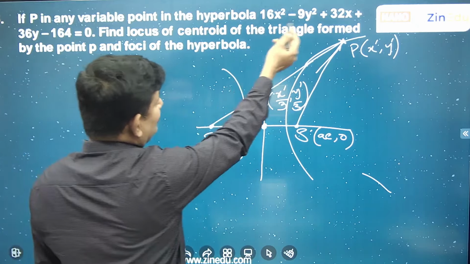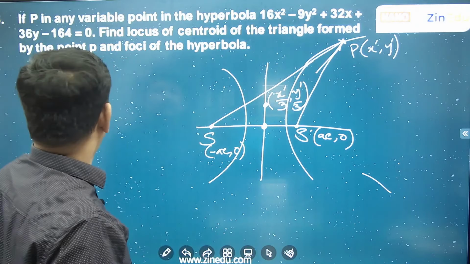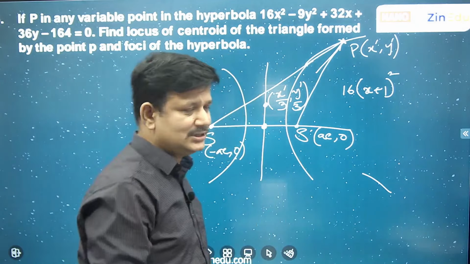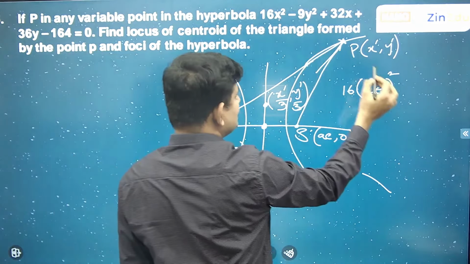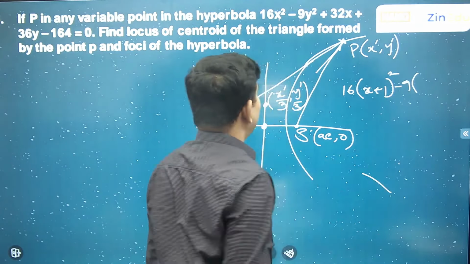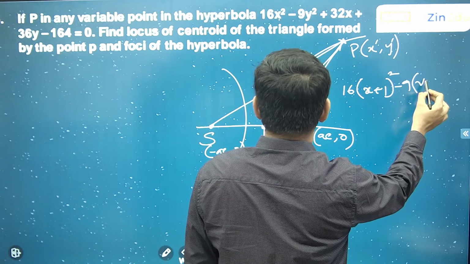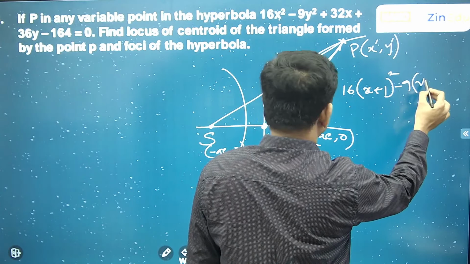what is it? You can find the center in 2-3 ways. Either you partially differentiate with x, partially differentiate with y, and solve, or take 16 common: x square plus 2x plus something. So this is (x plus 1) whole square. I am just bothered about the center, so I am not even looking at the constant. Minus 9 from the y terms, and I take 9 common: y square minus 4y, so (y minus 2) whole square is equal to some constant. I am not bothered.